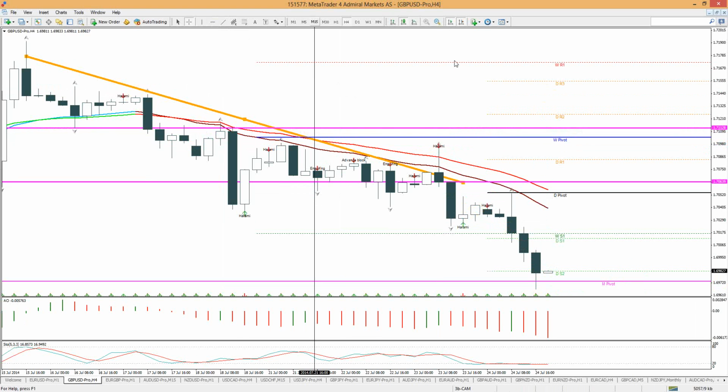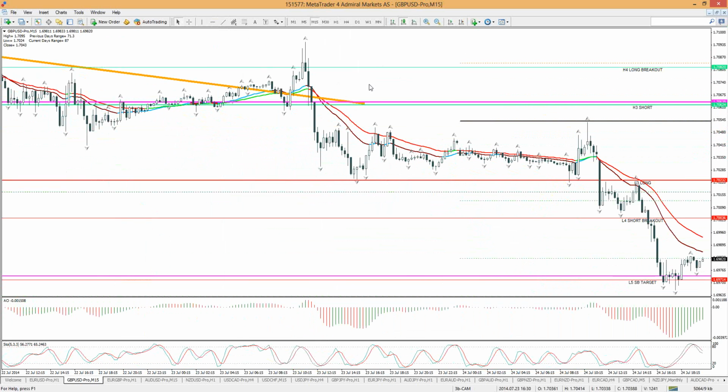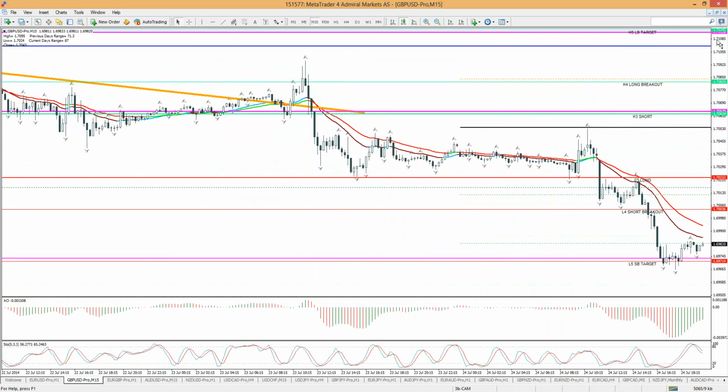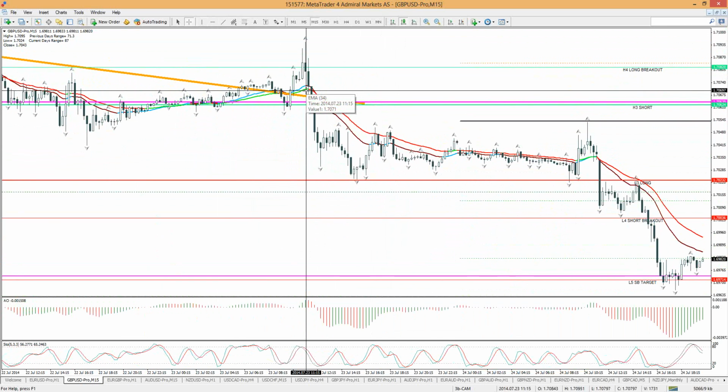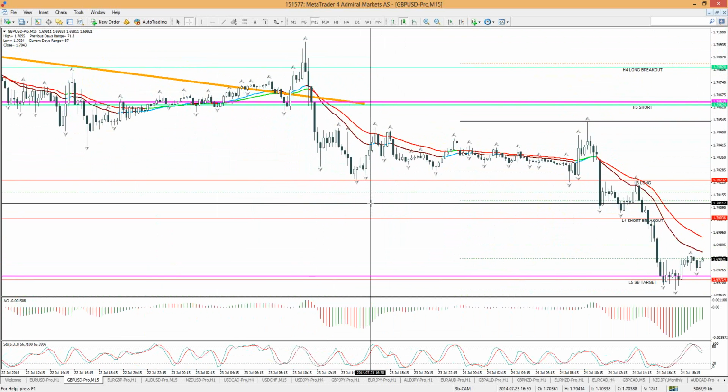But the 15 had wicks here too. That was yesterday. So those are our examples.